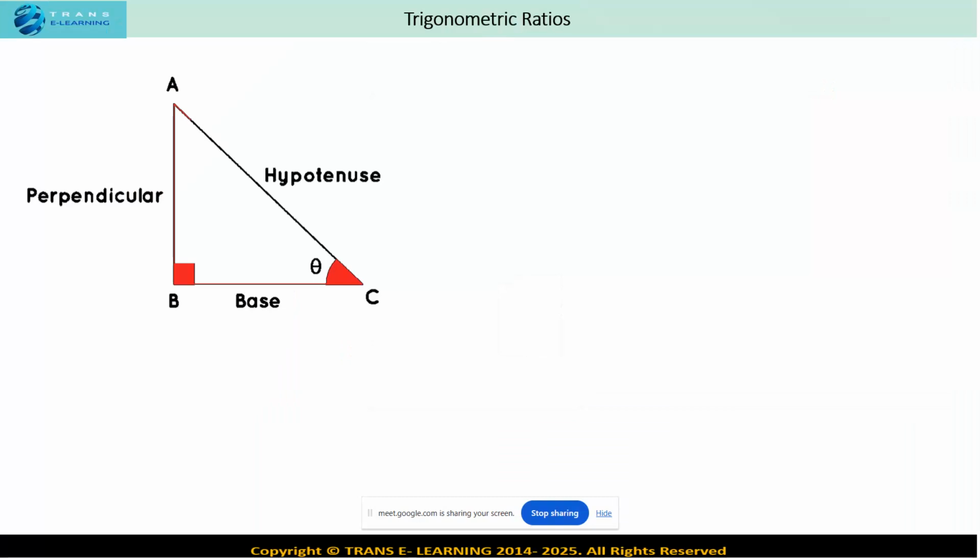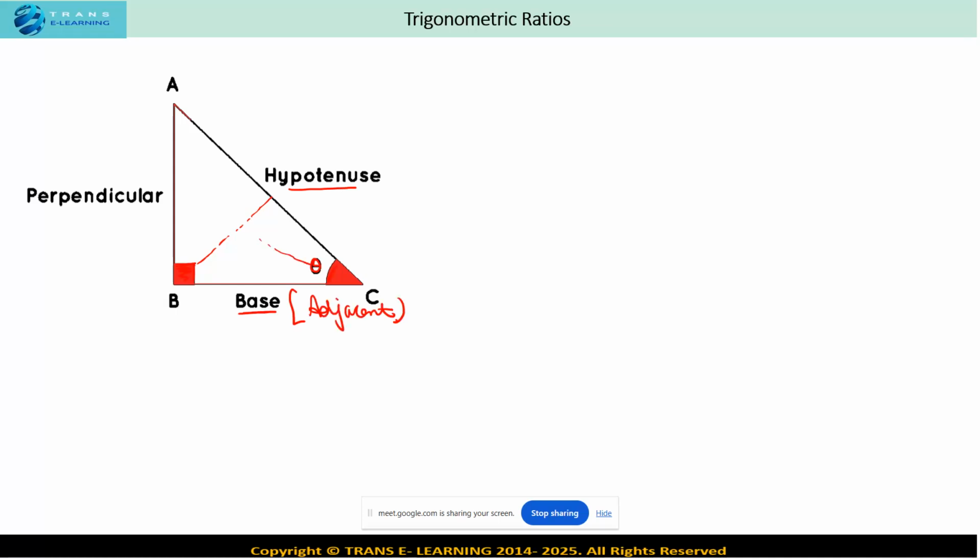You can see a triangle here, ABC. First of all, analyze which side will be the base, which side will be the perpendicular, and which will be the hypotenuse. The side opposite to 90 degrees, because it is a right angle triangle, is known as the hypotenuse, and the side which has both the angles, the 90 degrees and the other angle theta, is known as the base. Base is also known as adjacent.